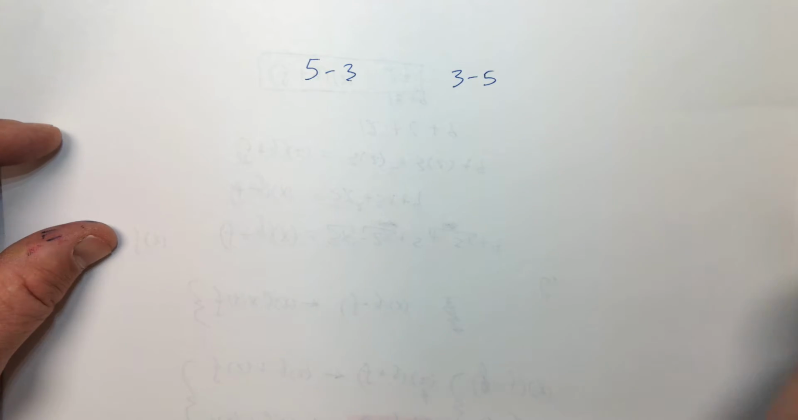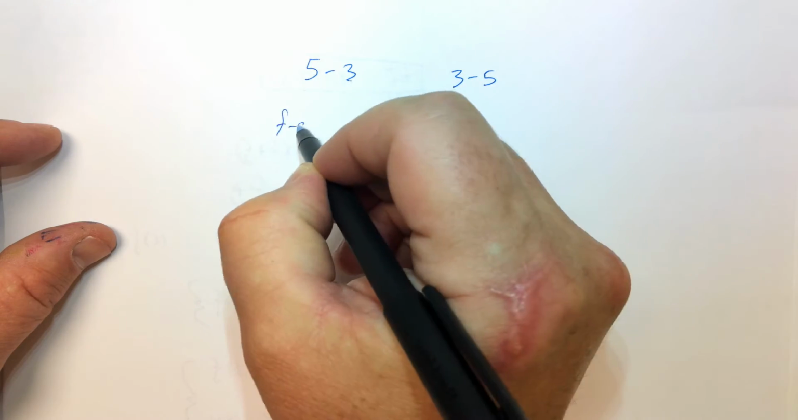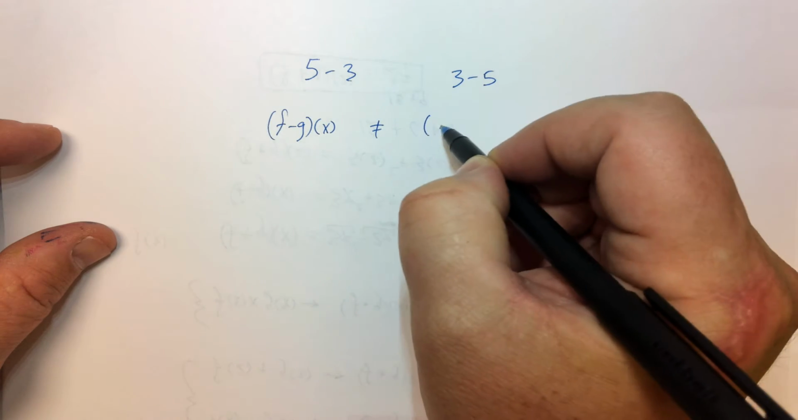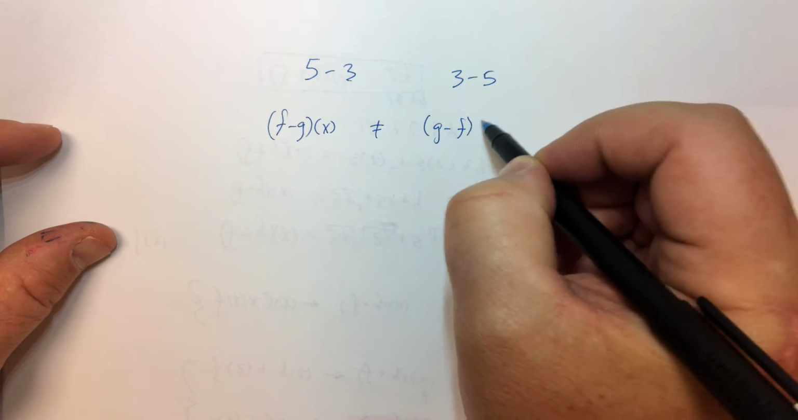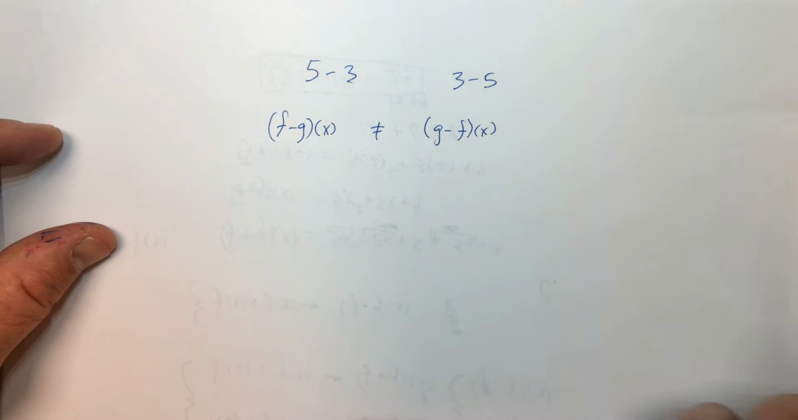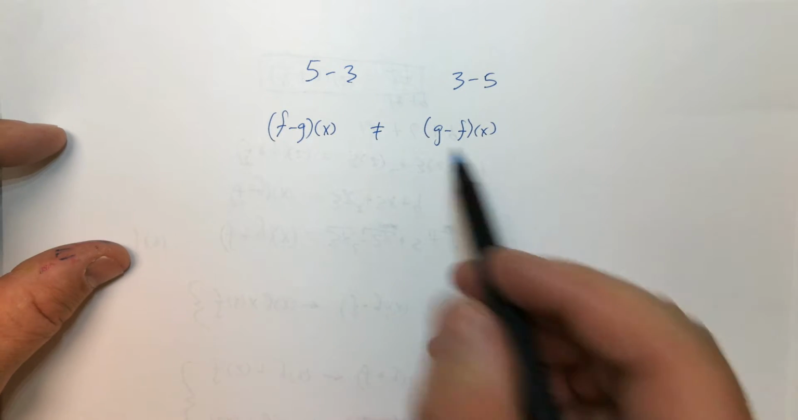And so when we're going to do these functions, f minus g is not going to be the same as g minus f. You have to put it in order. So whatever one's written first, that's which one you put first. Okay, so let's do both of these.